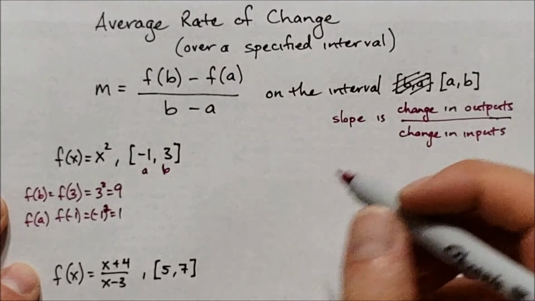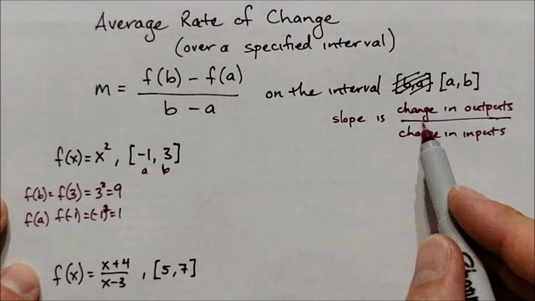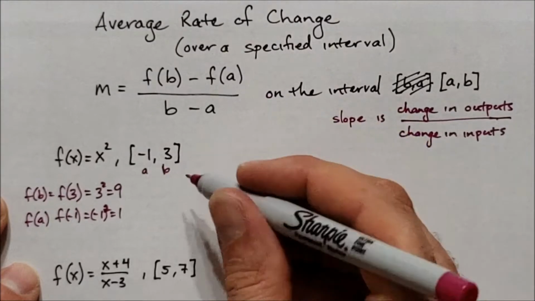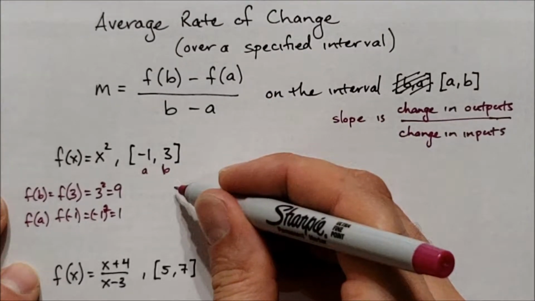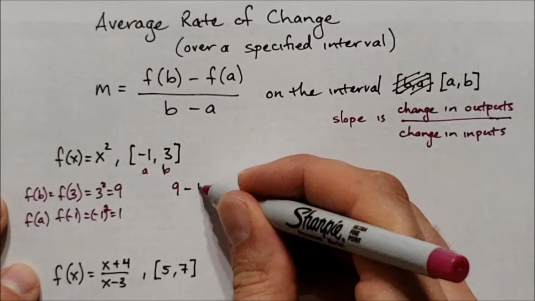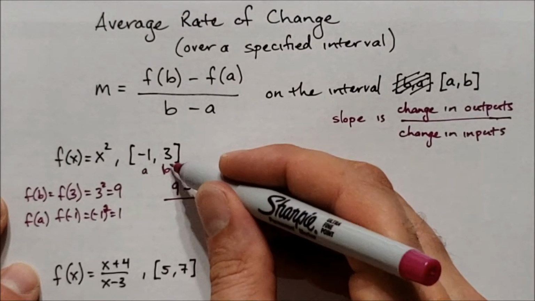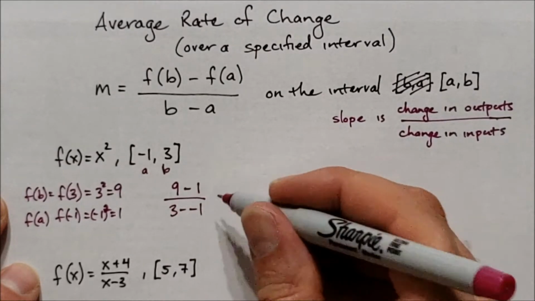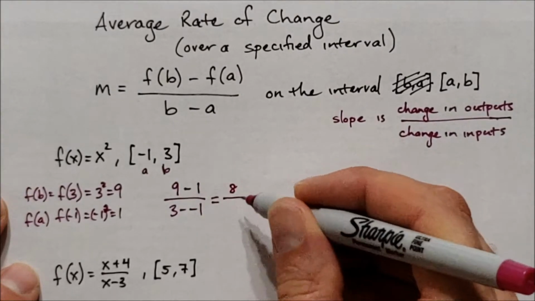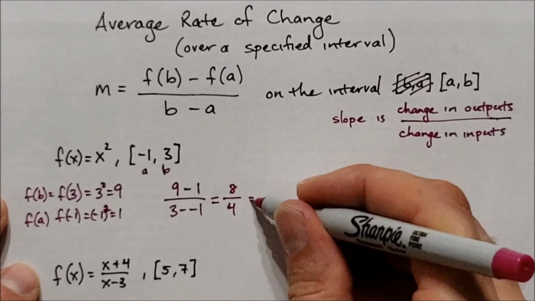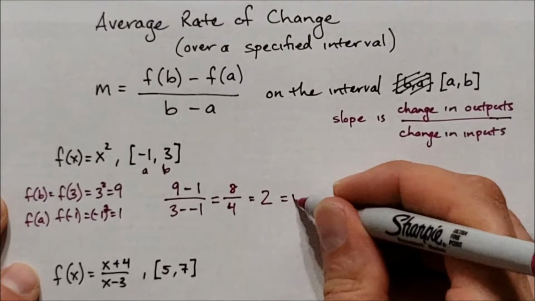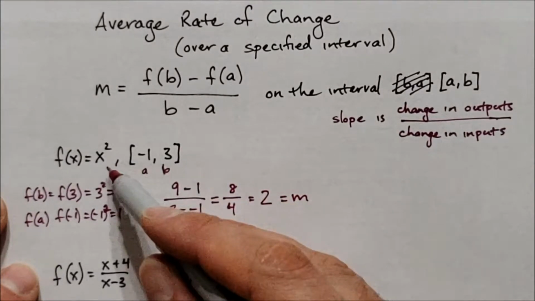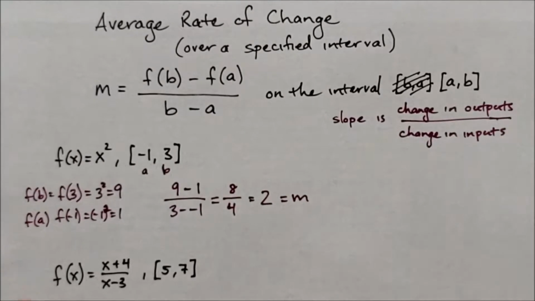We're ready to put this into our ratio, our formula for the change in outputs divided by the change in inputs. Change meaning, hey, we're going to find the difference. So we have 9 minus 1 divided by 3 minus -1, which is 8 divided by 4, which is 2. So our slope, or our average rate of change over the interval -1 to 3 of our function x squared is 2. What does that mean?